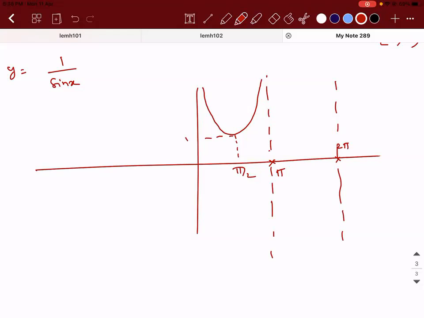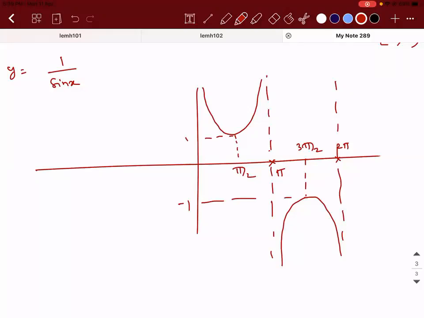So what will happen? The graph will start from -infinity. So -infinity, then the graph will increase and it will go something like this. What is this point? 3 pi by 2. What will be the corresponding point here? -1. Now, is this a one-to-one function? This is my question. Answer is no. Right.